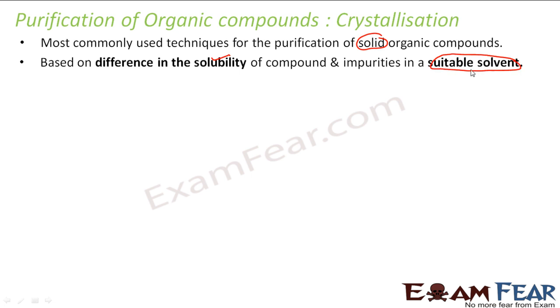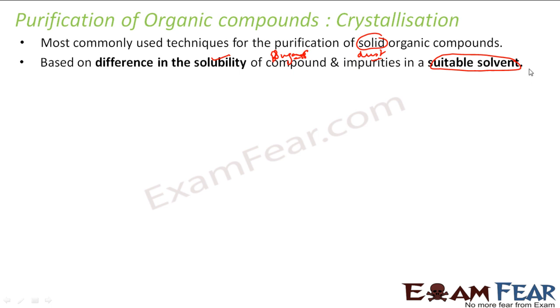The solvent has to be suitable, and the condition is there is a difference in the solubility of the compound and the impurities. For example, if the compound here is benzoic acid or sugar, and the impurity is, let's suppose, dust, right? So we have to choose a solvent where there is a good difference in solubility between sugar and dust.